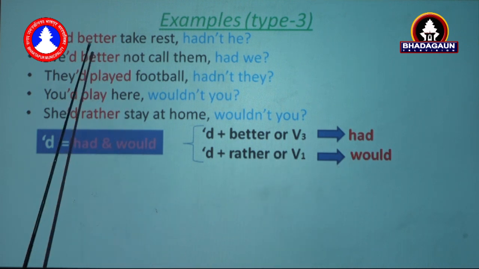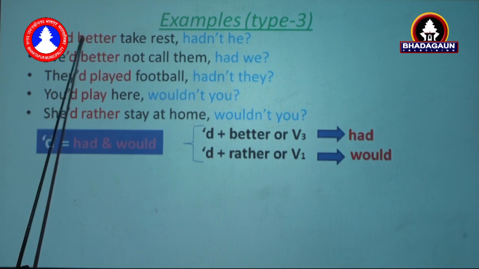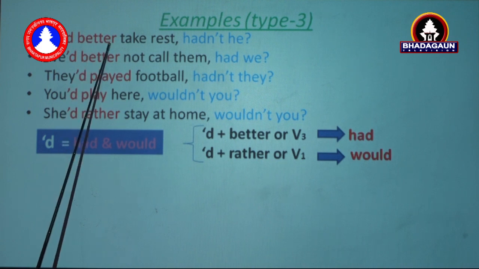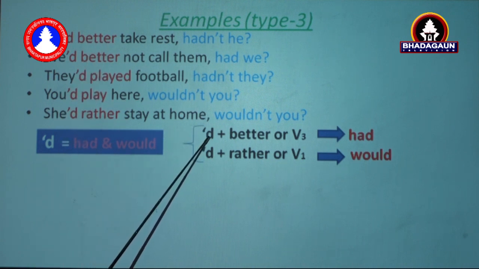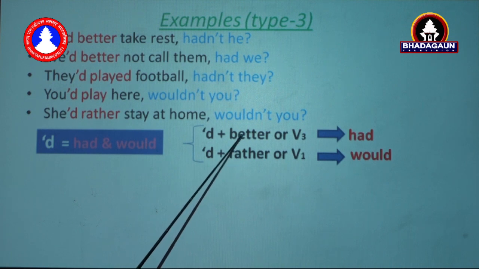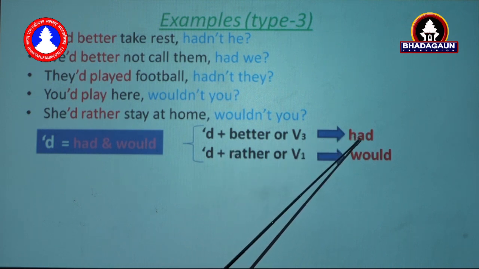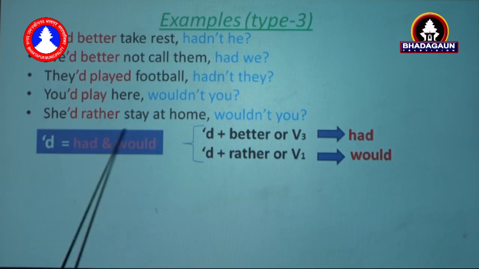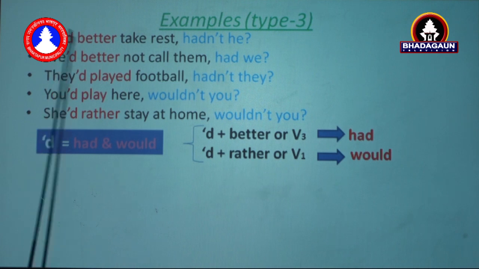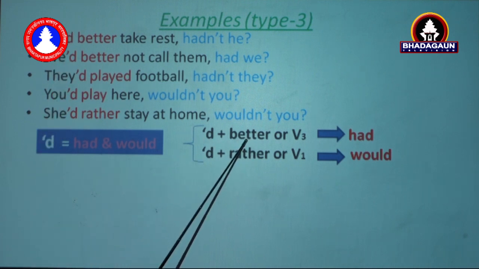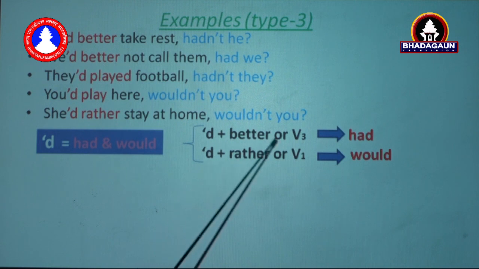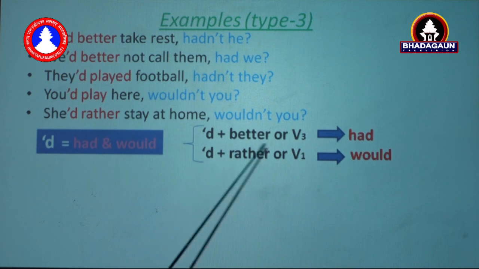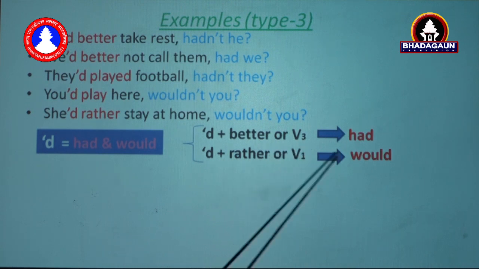So let's see here. Apostrophe D is here, then the word is better, right? So here is the example, rule: apostrophe D, then the word better. So the auxiliary verb is had. Apostrophe D means that can be had also, would also. Whether that is had or would, we have to identify from this rule. So apostrophe D better, had. Apostrophe D verb 3, again had. Apostrophe D rather, would. Apostrophe D, if there is not verb 3, there is verb 1, that again is would.